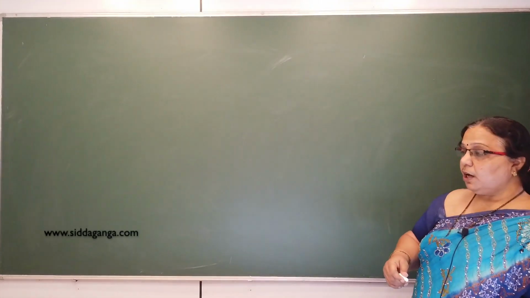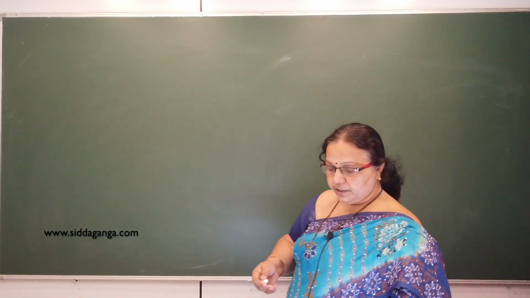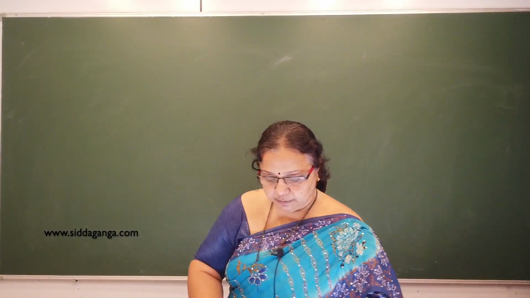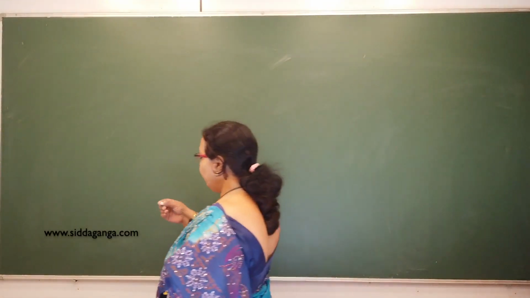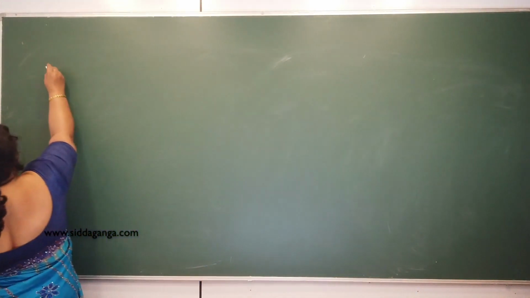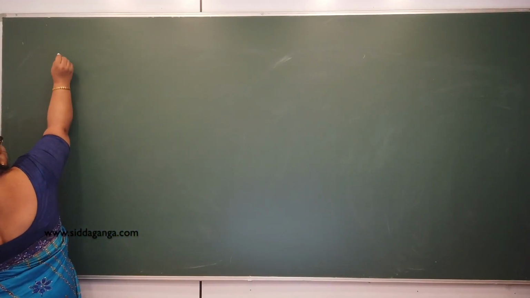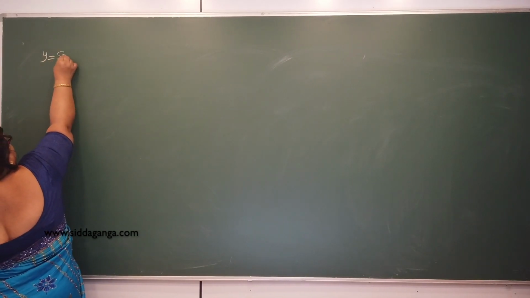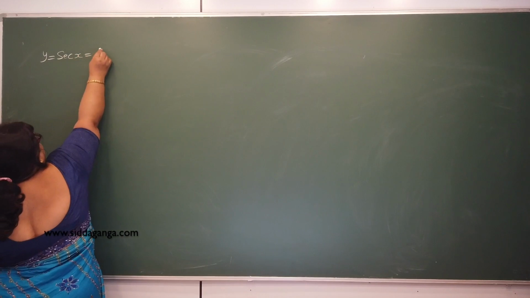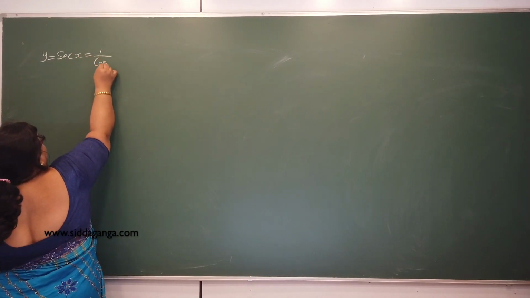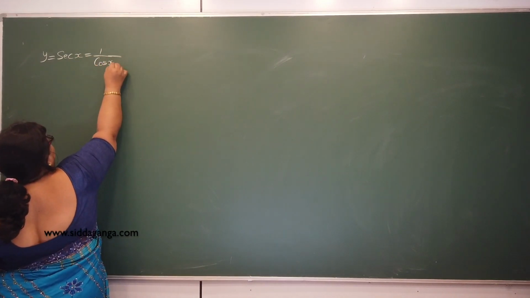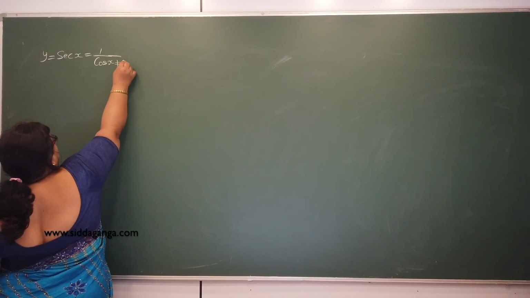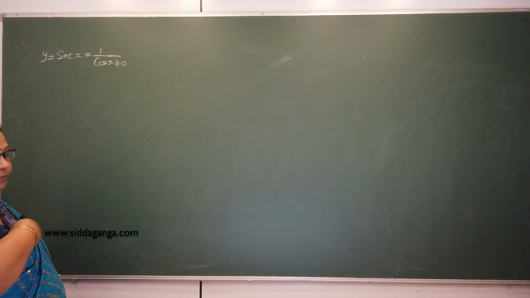So now consider the fifth function, that is y equal to secant x. Let us draw the graph of cot inverse. Next, y equal to secant x, and we know that this can be written as 1 by cos x, and the denominator should be not equal to 0.